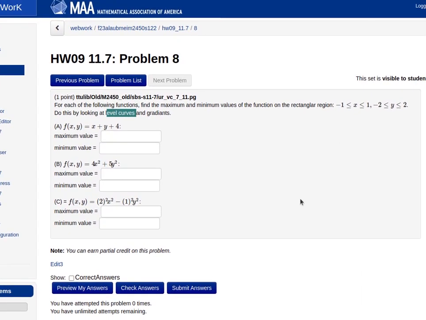So I'm just going to work through one of these parts as an example. When you do part A, you don't get any critical points. So I'm going to do part B because it's a little bit more complicated. So the f is 4x squared plus 5y squared. And the region is -1 less than or equal to x less than or equal to 1, -2 less than or equal to y less than or equal to 2.